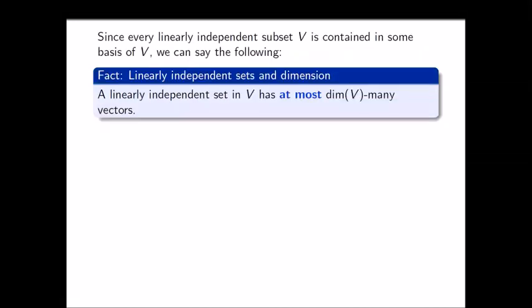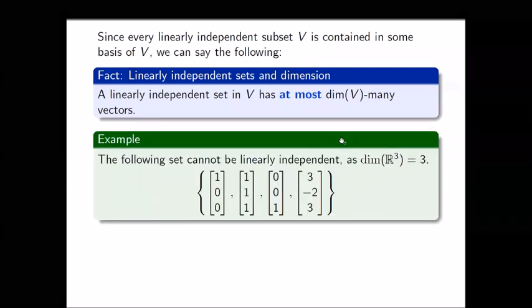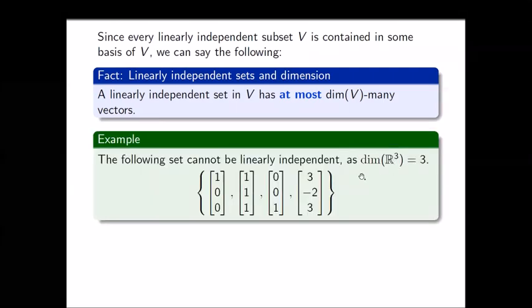So because every linearly independent set of V is contained in some basis of V, we get the following fact: any linearly independent set in a subspace V has at most dimension of V many vectors. Okay, so let's look at an example. Because the dimension of R3 is 3, this set of vectors in R3 is not going to be linearly independent because 4 is bigger than 3.